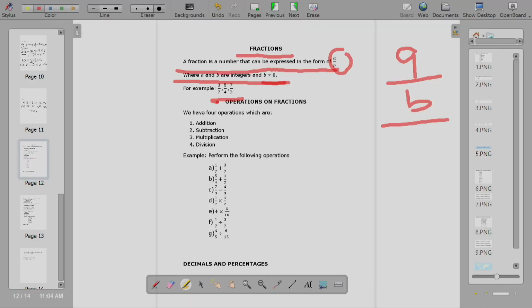Examples of fractions are these ones. These are examples of fractions because both of them are of this form, and the denominator is not equal to 0. So now let's move to operations on fractions.